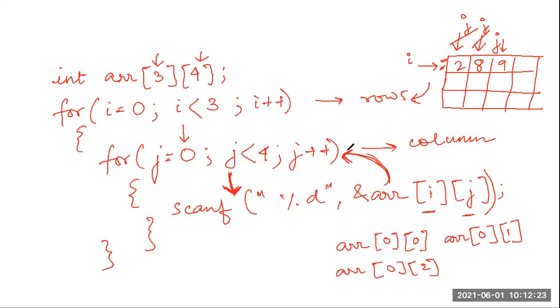Again, it will go back. j plus plus. j is here. j is 3. 3 is less than 4. Yes, then scanf array ij, put something. The value of i is 0 only, j is 3. We put something in the third location. Suppose we put 3. Fine. Again j plus plus. After j plus plus, where is j pointing? j is 4. 4 is less than 4.